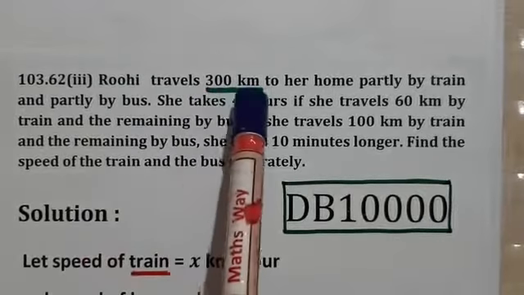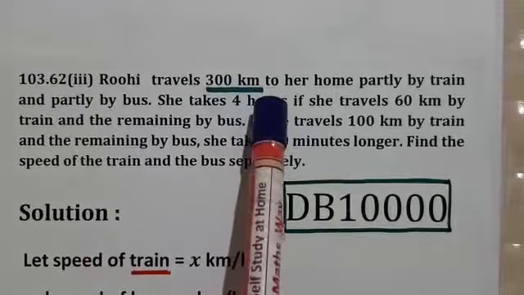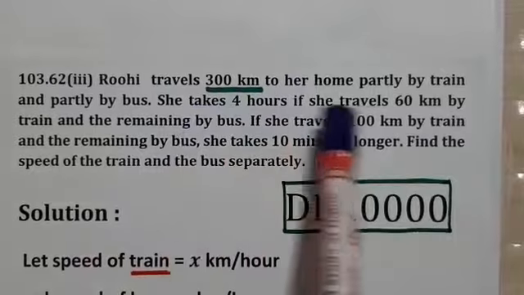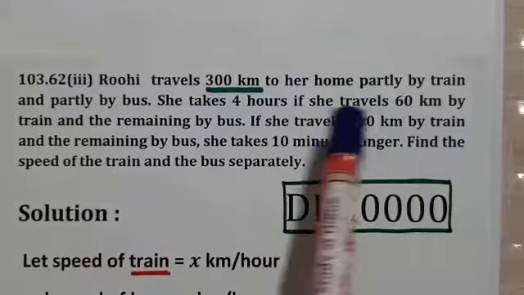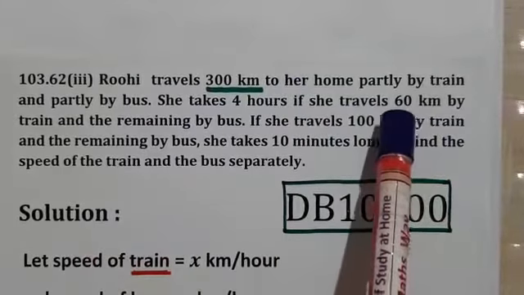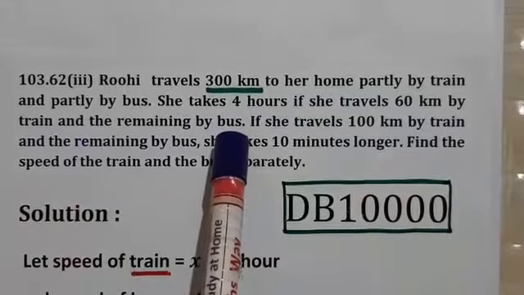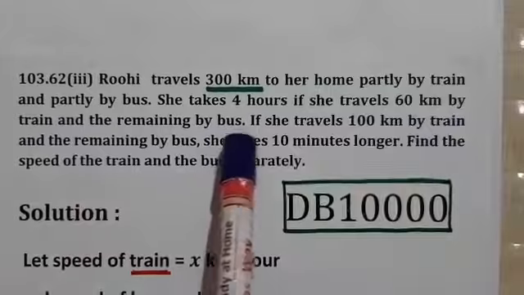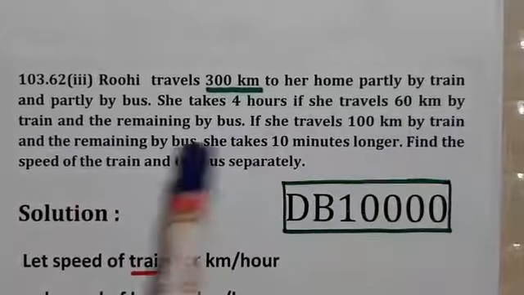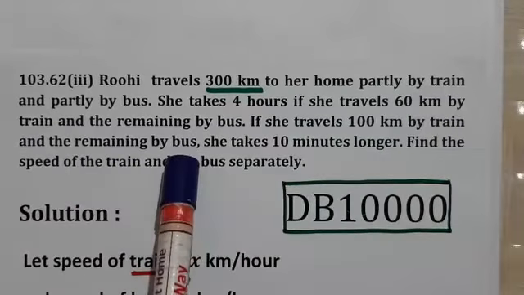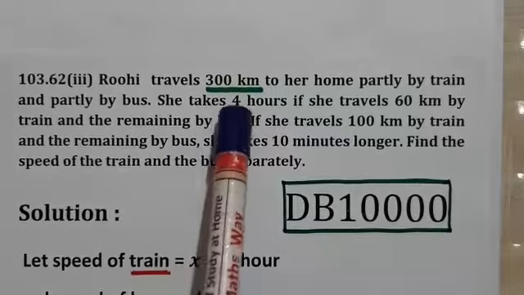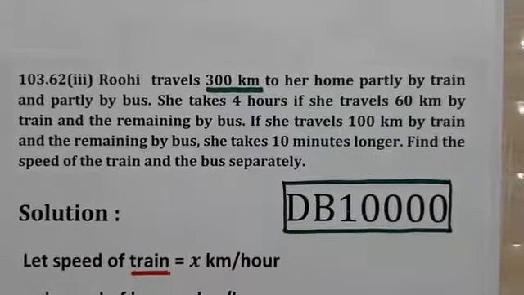Here the distance is given, 300 kilometer, and two cases are there. First case: 60 kilometer by train and remaining by bus, and in second case, 100 kilometer by train and remaining by bus. The condition of time is given.